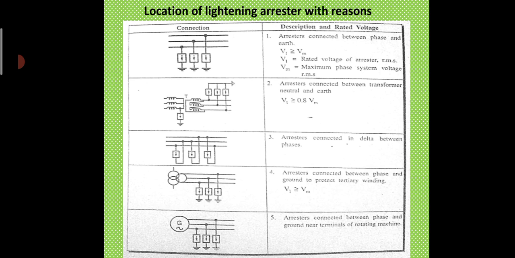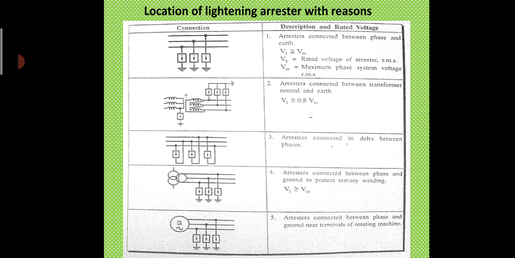Near LV side of each transformer between the phase and earth. Between transformer neutral and earth. Between tertiary terminal and earth for each phase of safety tertiary winding of the transformer. Across the phase to phase for delta connected transformer winding.